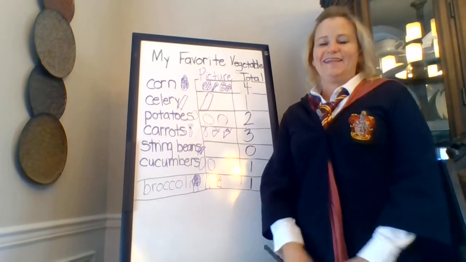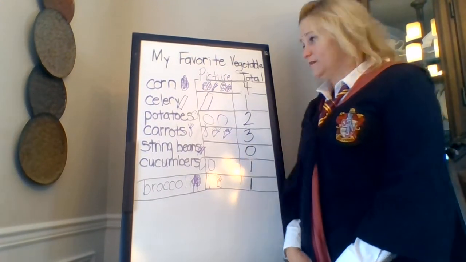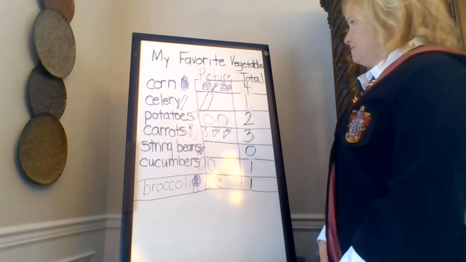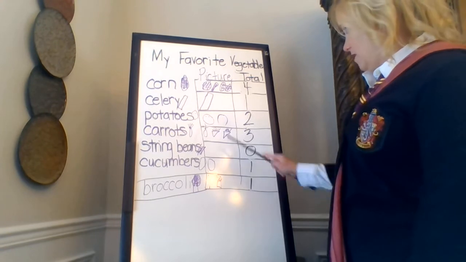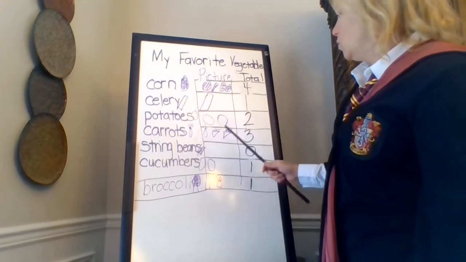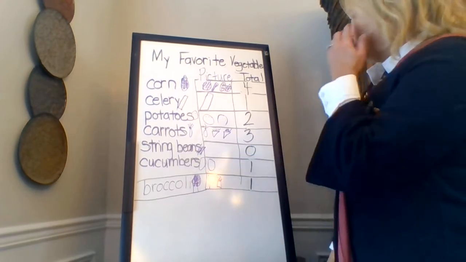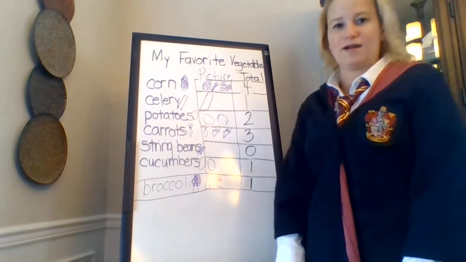And there is a 3-way tie between which vegetables? Broccoli, cucumbers, and celery. You got it. Broccoli got 1 vote. Cucumbers got 1 vote. Celery got 1 vote. So the most popular in our class was corn. The least popular was string beans. After that, the least popular were celery, cucumbers, and broccoli.